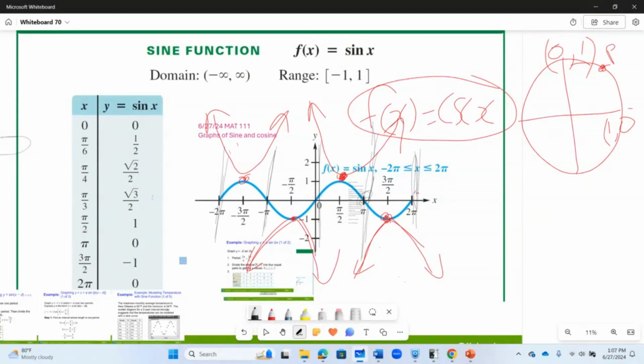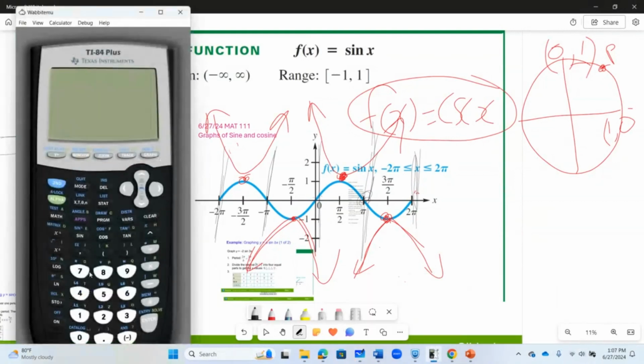So let's get a calculator and graph it. How would I use my calculator to graph cosecant? This is how I do it. So this is cosine here. I'm going to just clear it and go back and draw sine again.